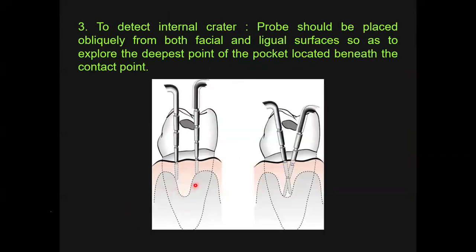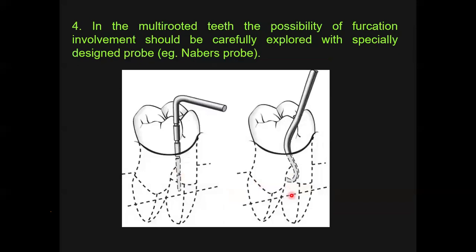If we encounter a crater or a crater-like defect, the probe should be inserted obliquely from both facial and lingual surfaces so as to explore the deepest point of the pocket located beneath the contact point. In a multi-rooted tooth, the possibility of furcation involvement is checked with a specially designed probe, which is known as Nabers probe.